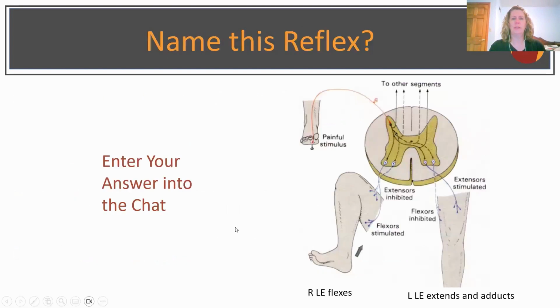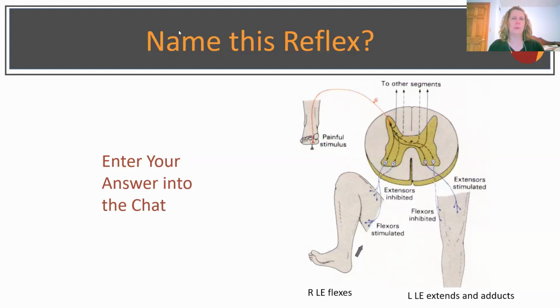What is this reflex? I'm going to do a stimulus on this right leg and it flexes, but the other leg extends and adducts. What is this reflex? A lot of people say it's a flexor withdrawal because I do a noxious stim on the right and the right leg flexes. That is a flexor withdrawal. The difference here is the left leg is also going to extend and adduct.